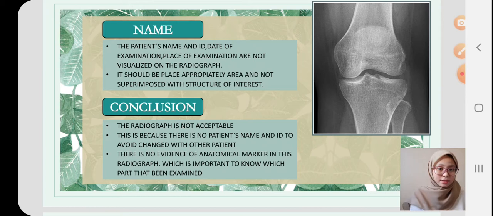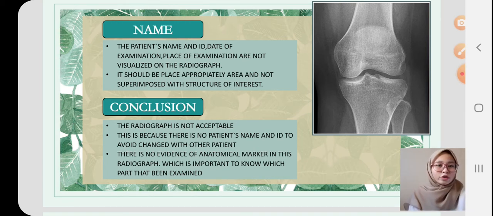Name: the patient's name and ID, date of examination, and place of examination are not visualized on the radiograph. They should be placed at an appropriate area and not superimposed with the structures of interest. So the conclusion for this radiograph is not acceptable because there is no patient's name and ID to avoid mix-up with other patients, and there is no evidence of an anatomical marker in this radiograph, which is important to know which part has been examined.